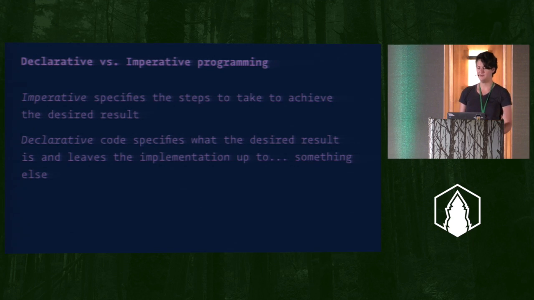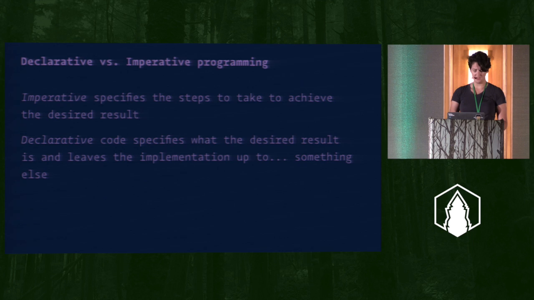So, declarative versus imperative programming. Imperative specifies the steps you want to take to achieve the desired result. Declarative is saying what the result you want is, and then you leave the implementation up to something else. Depending on the language or framework you're working with, the implementation will either be elsewhere, like other code that you wrote, or left up to the compiler or framework. So the idea of declarative programming is that you're abstracting away the explicit process and focusing on what you want to happen, not how it's done, because that's a solved problem.